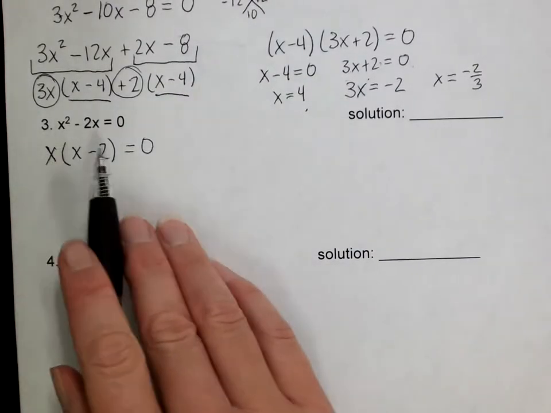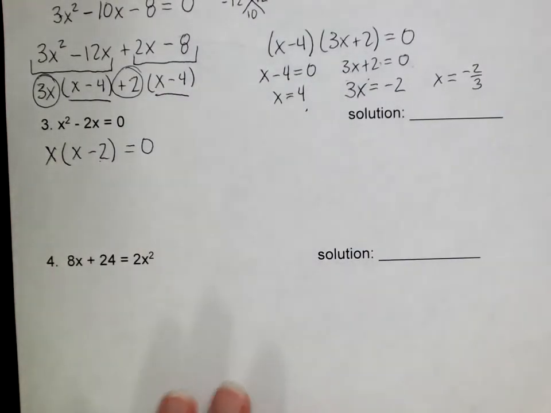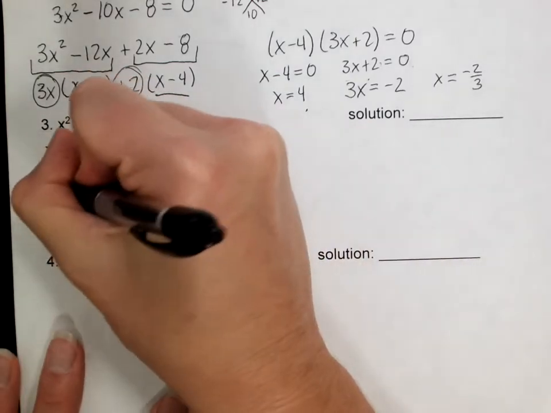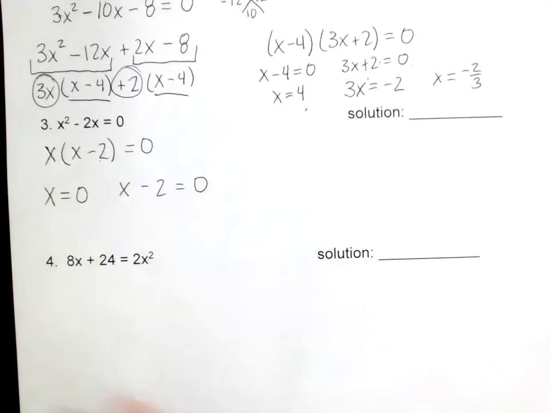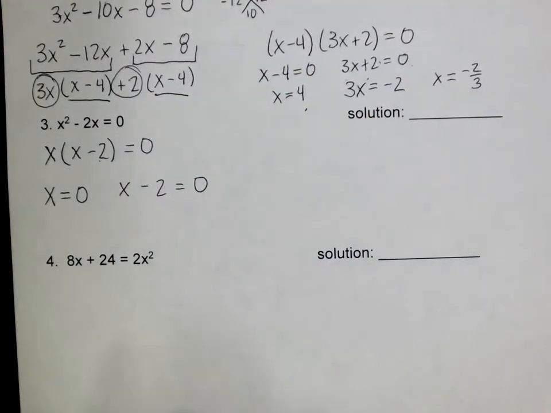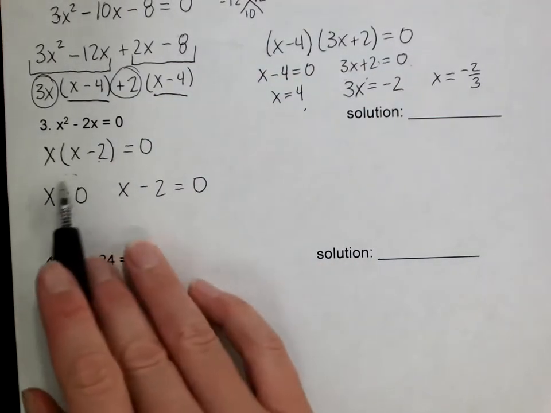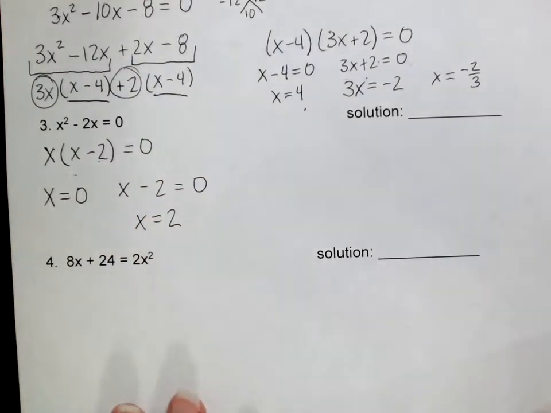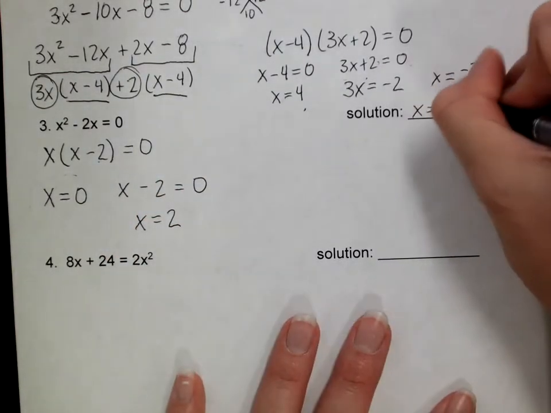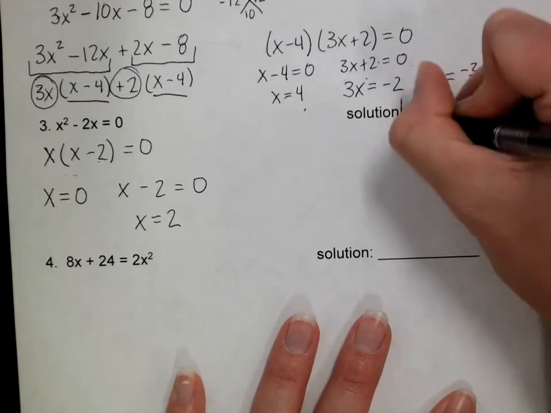These are still my two factors. I have an x and I have an x minus 2. I'm going to set both of those equal to 0. So I set x equal to 0. I set x minus 2 equal to 0. What are your solutions? Well, good news here. This one's already set equal to 0. I add the 2 here. X equals 2. Those are my two solutions. X equals 0 and x equals 2.